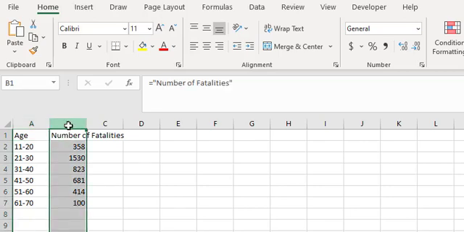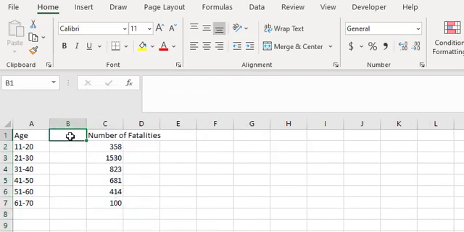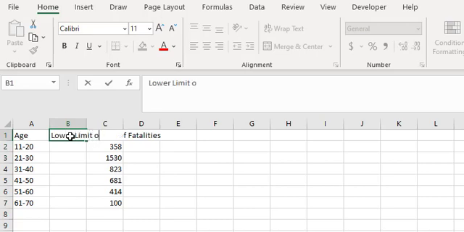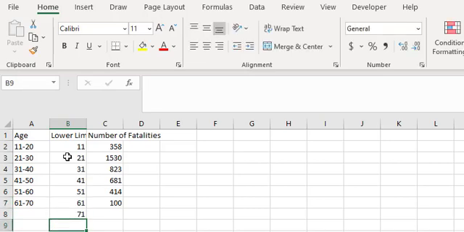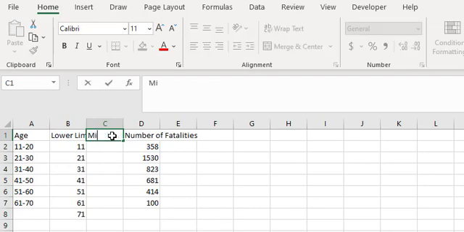So I'm going to place the cursor here and right click and insert a column. So I'm going to enter the lower limit of the classes here. So it will be 11, 21, 41, 51, 61 and 71. I'll tell you why I entered 71 even though there is no class below this, because I need to find the midpoint. So next column is for midpoints.